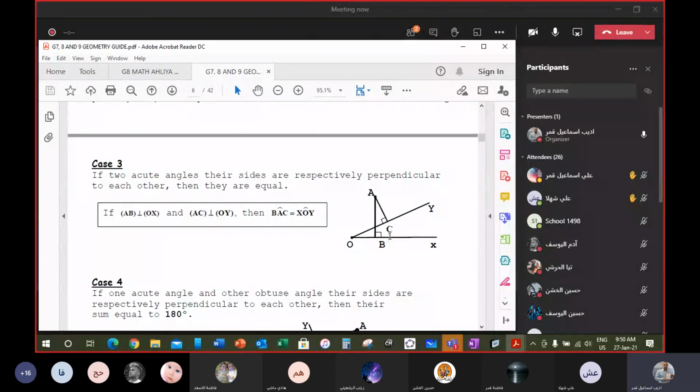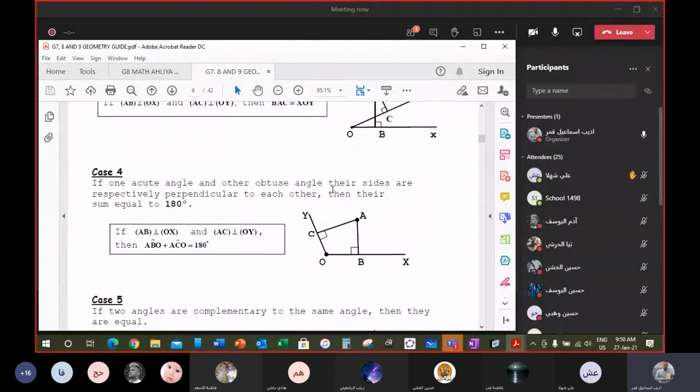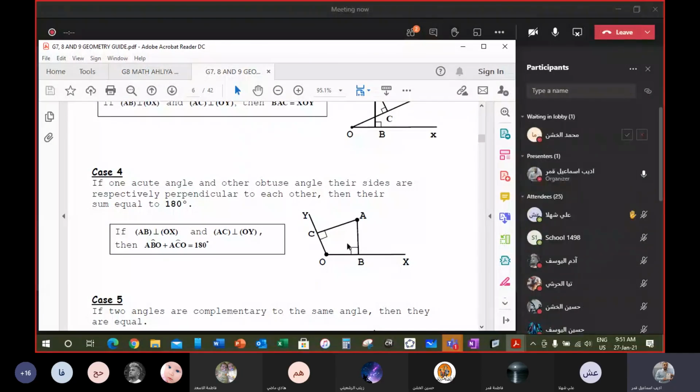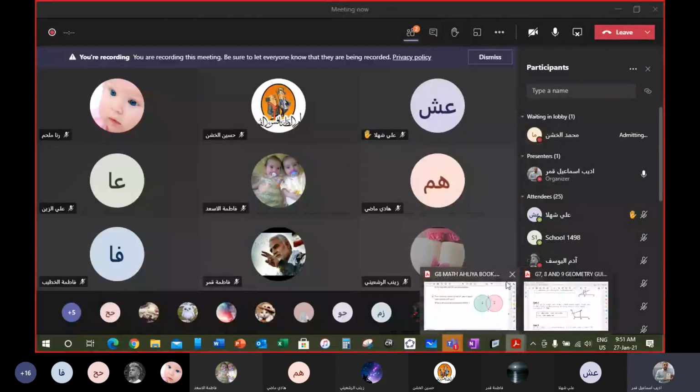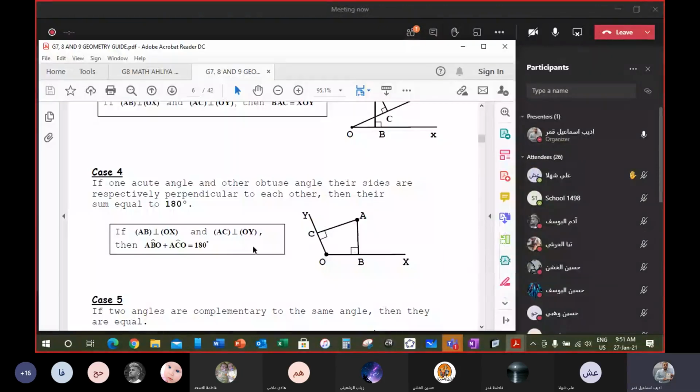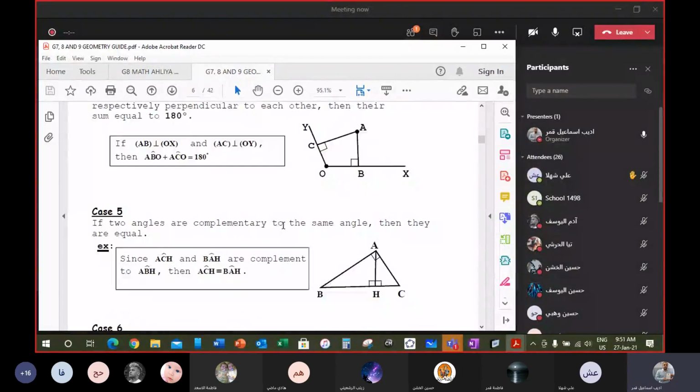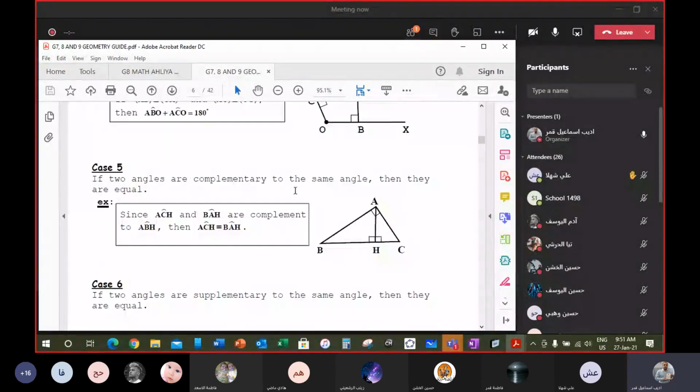If one acute angle and the other obtuse angle, their sides are respectively perpendicular to each other, then their sum is equal to 180 degrees. Like here, we have the acute angle BAC and the obtuse angle XOY. Their sides are respectively perpendicular. Then the sum of these two angles is equal to 180 degrees, and we say that they are supplementary. Remember, you should memorize these angles.